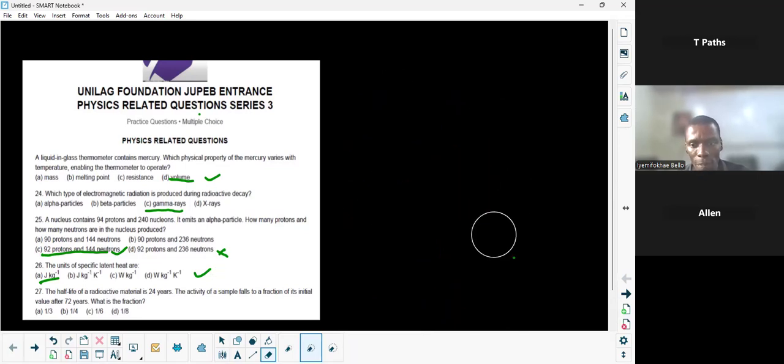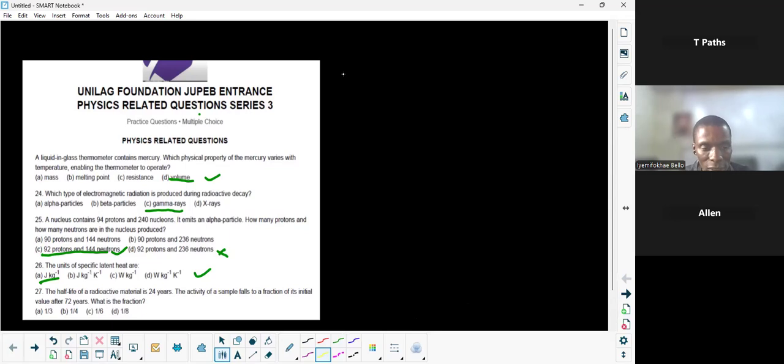Question 27 is from radioactivity. The question says the half-life of a radioactive material is 24 years. The activity of a sample falls to a fraction of its initial value after 72 years. What is the fraction? Now, we are given two times there.